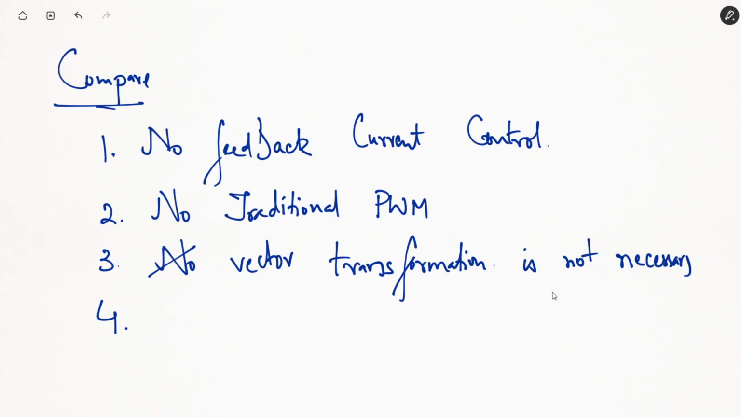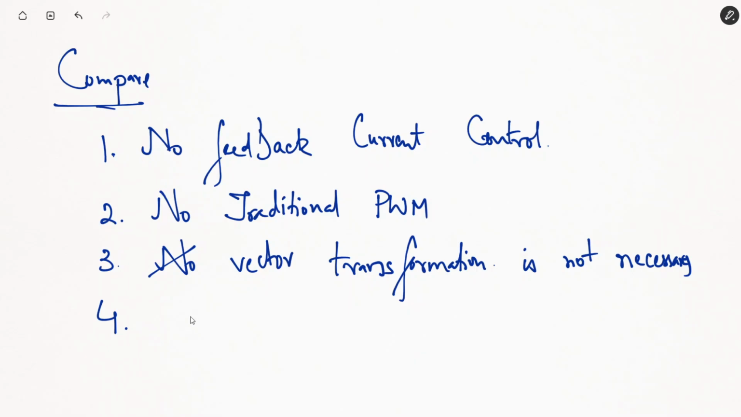So these are some of the advantages of direct torque control compared with the vector control strategy. We do not need the current control loop for feedback. We are not employing traditional PWM strategies. We are applying space vector pulse width modulation, with which our THD profile and control are much better compared to the traditional schemes. We do not need vector transformation, and at the same time we are able to control torque and flux independently. They are not dependent upon each other.